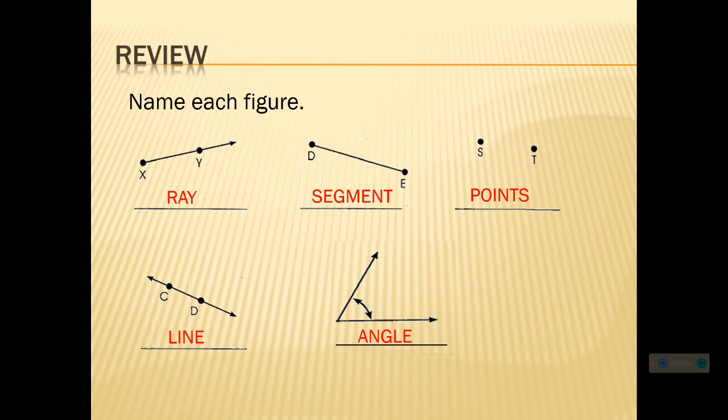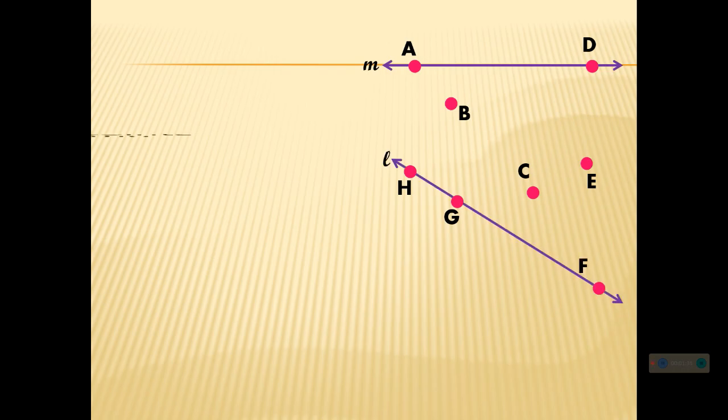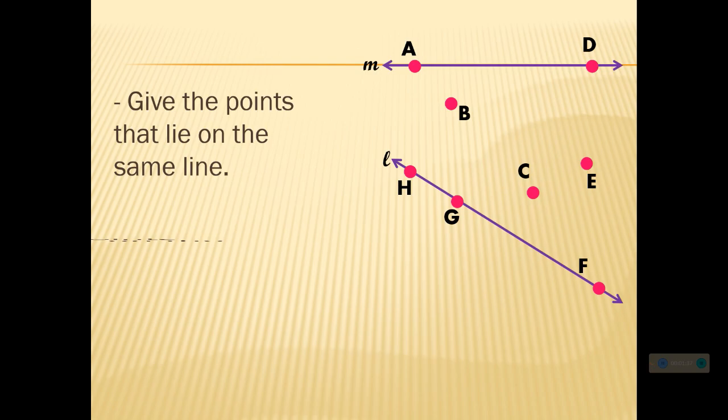So, let's proceed with some of the other related terms in geometry. Let us have first this slide. As you have seen, I have flashed different points and then I am going to draw a line. Let us have the first question: give the points that lie on the same line. What do you think are those points?